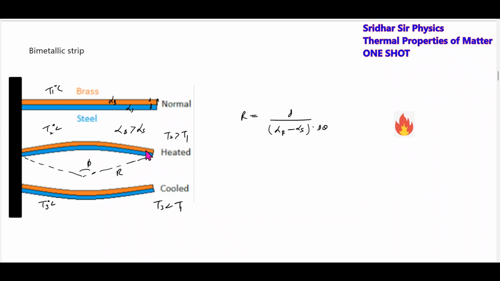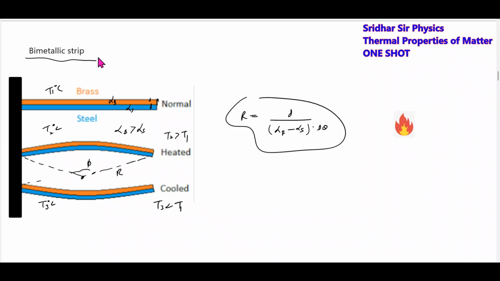Okay, there's one basic condition. They have already asked it plenty of times, so remember this particular formula. The radius of curvature will be formed here. The center of curvature for this part will be here. If alpha B is greater than alpha S, if you increase temperature, it will bend like this.